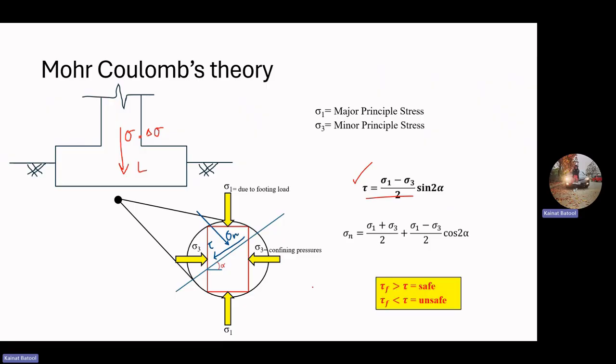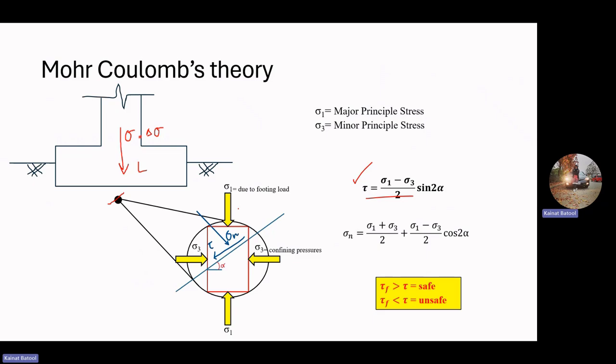Then what we will do, we will compare that tau value with our final shear strength value, the tau F value, and see if it's greater than it or less than it. If it's greater, then the soil particle will not collapse and will not shear away, and it will be safe. If this tau F value is less than the tau value, then it is unsafe and this particle will further crush or deform itself into smaller particles.